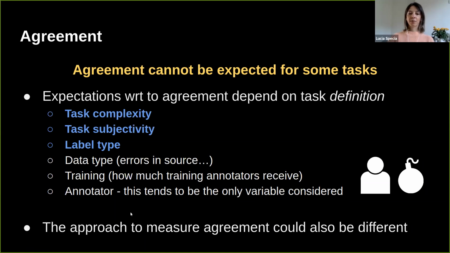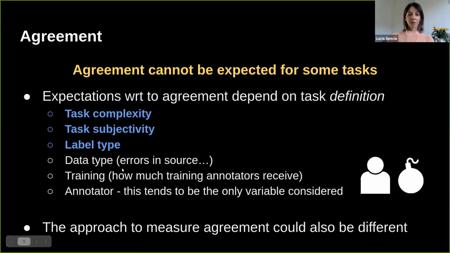And obviously the approach to measure agreement could also be different. Some people just take the favorite metric, kappa, and apply it to tasks where it doesn't make sense. But I'm not going to go there today. I'm just going to show you some different ways in which we measure agreement. But this is, again, very task dependent.